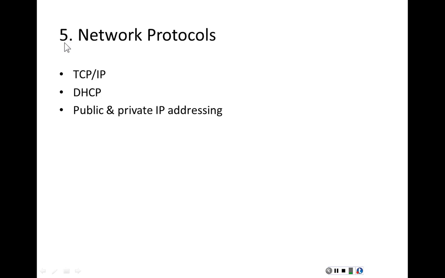Chapter 5 is the longest and hardest chapter in the book. It's all about the TCP/IP protocol, which is used to allow computers to communicate. We talk about IP, which stands for the Internet Protocol. We see that DHCP, the Dynamic Host Configuration Protocol, is used to issue IP addresses to workstations. And then we look at the difference between public and private IP addressing.